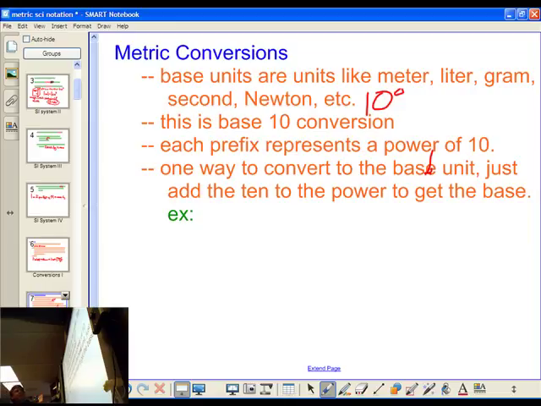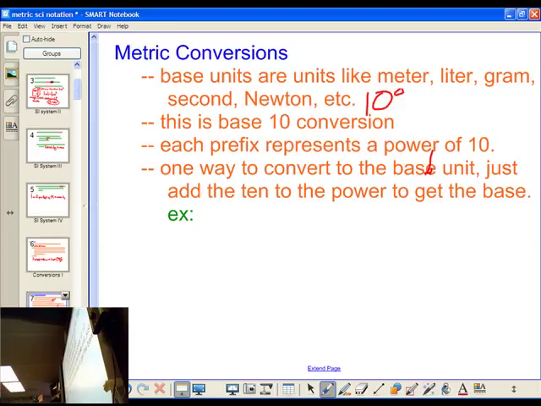So 10 to the 0 power. Now anything to the 0 power except 0, any non-zero number to the 0 power always equals what? 1. So 10 to the 0 power is 1. And these are all base 10 conversions. Each prefix is a power of 10.